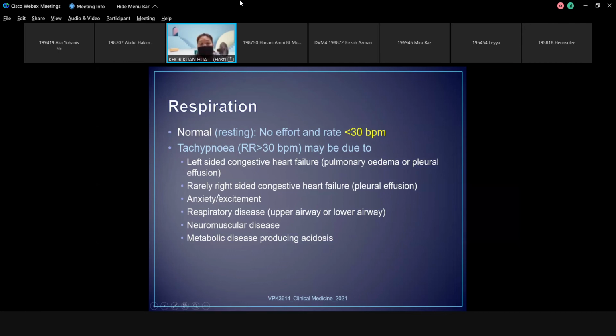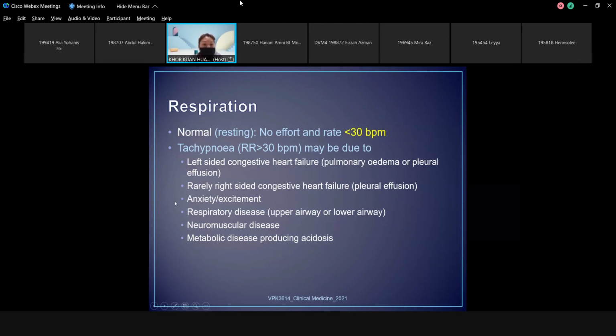Okay, so you really need to differentiate whether the tachypnea is a physiological change or whether the tachypnea is actually related to the heart and lungs. So the other causes of tachypnea could be left-sided congestive heart failure, or pulmonary edema or pleural effusion. Then tachypnea is rare in right-sided congestive heart failure, except if the patient has got pleural effusion.